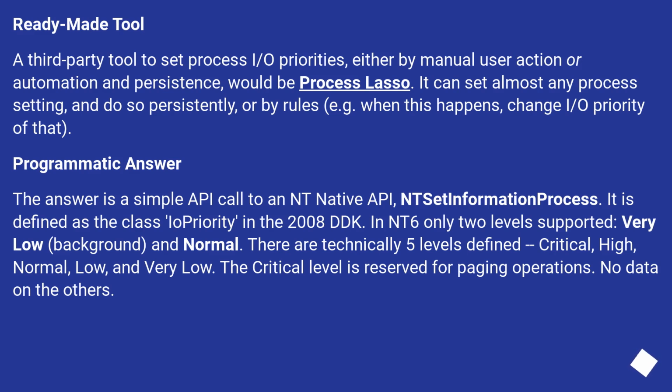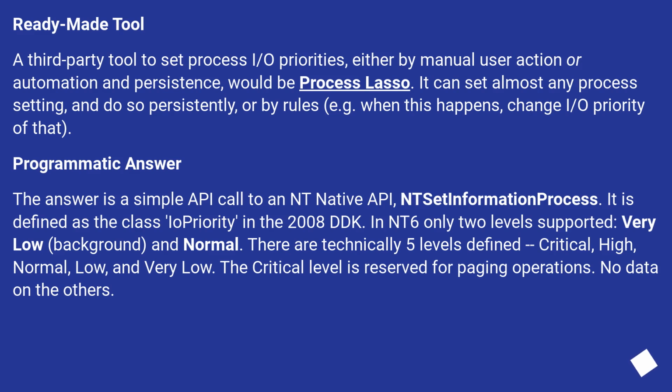Ready-made tool. A third-party tool to set process I/O priorities, either by manual user action or automation and persistence, would be Process Lasso. It can set almost any process setting, and do so persistently, or by rules, for example when this happens, change I/O priority of that.